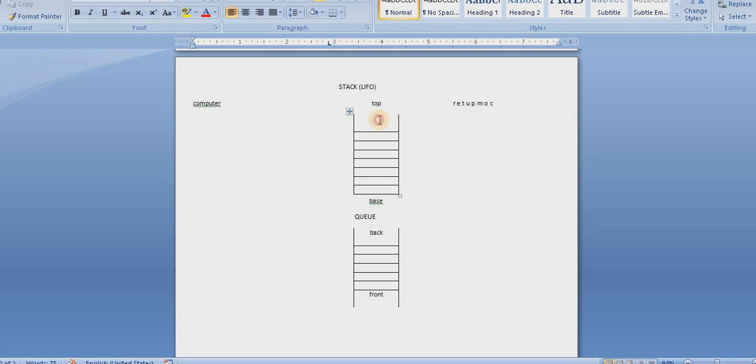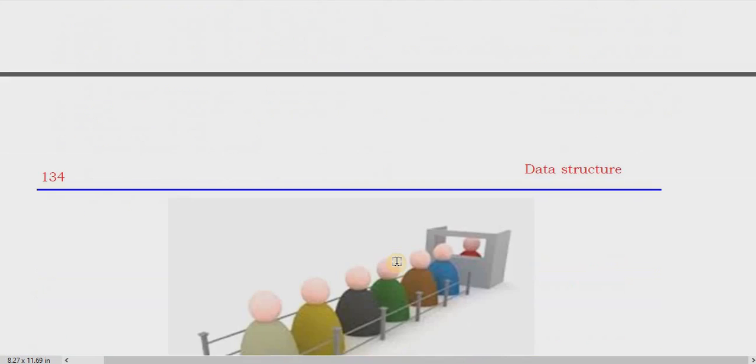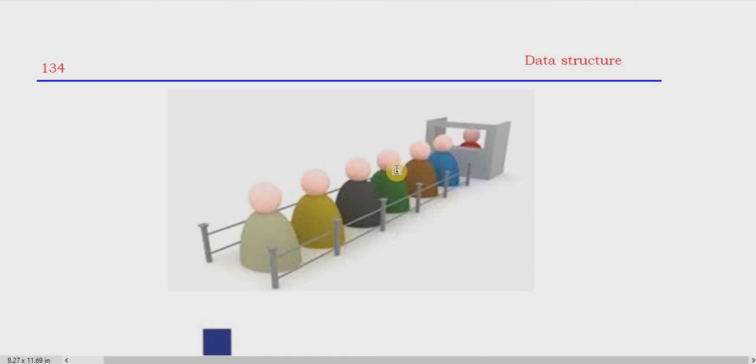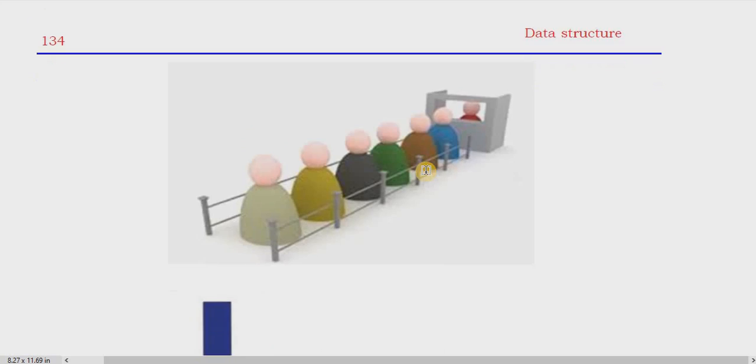So here in a stack, data is added from the top and removed from the top only, meaning the top end is used for adding and removing in a stack. But in queues, data is added from the back end and removed from the front end. So for adding and removing, different ends are used in a queue. Here we can also see an example of a queue, where people are standing in a queue for payment or whatever the reason.